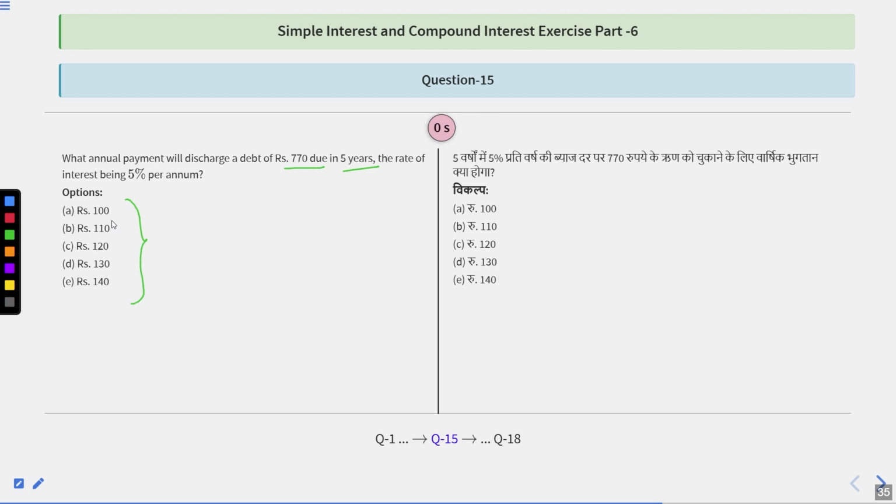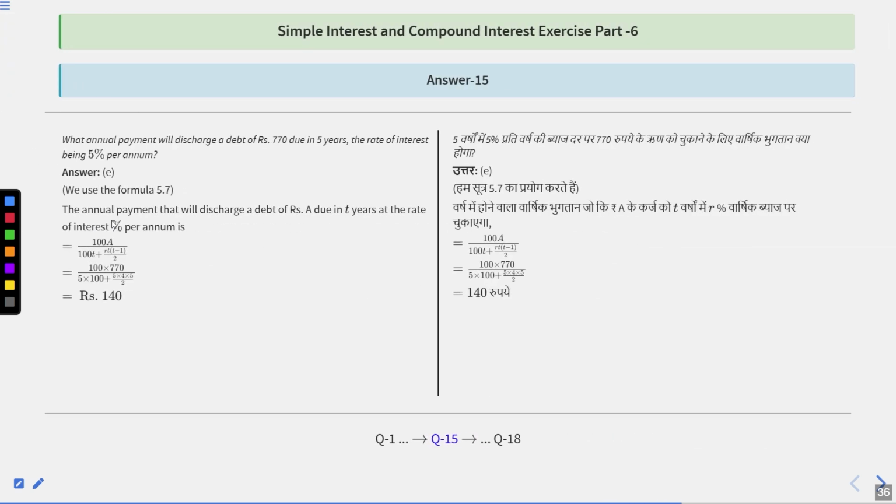Now time's up. Let's see the solution. We use the formula of installment. The annual payment that will discharge a debt of rupees A due in T years at the rate of interest R per annum can be written as 100A upon 100T plus RT into (T minus 1) by 2. So we just put these values in this question.